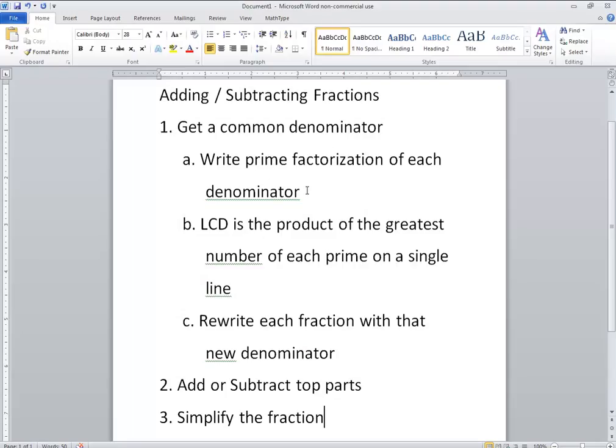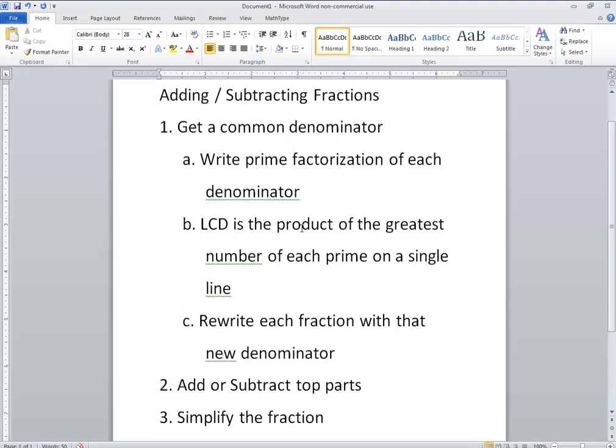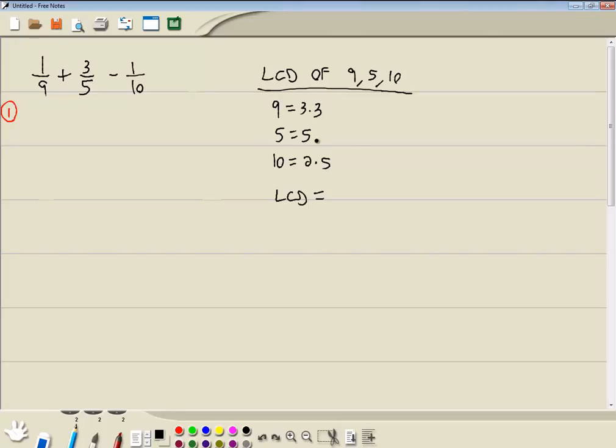Write prime factorization. Well, 9 is 3 times 3. Now 5 is prime, so we just have 5 there. And 10 is 2 times 5. LCD is a product of the greatest number of each prime on a single line. When I say on a single line, I'm talking about to the right of the equals. Let's start with the first prime, 2. There's no 2's here, there's none here, there's 1, 2 here. So the greatest number of 2's on a single line is 1.